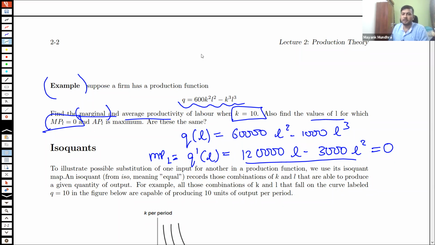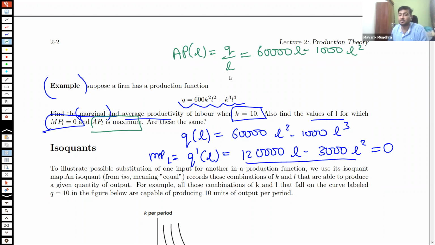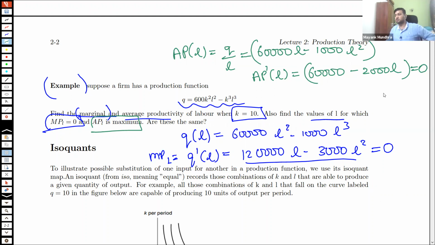Question number two is, where is AP maximized? So average productivity of labor is Q by L. So you just divide this with respect to L. So what you're getting is 60,000 L minus 1,000 L squared. So you want to look at where APL gets maximized. So to find APL max, you're going to differentiate APL with respect to L. So that is going to be 60,000 minus 2,000 L. And then you are going to equate it to zero. So that is your first order condition.